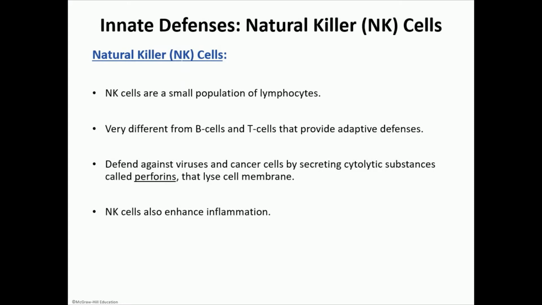Other innate defenses are natural killers. It's a very small part of the lymphocytes, and from the name you can see that they're very aggressive cells. They defend us by making perforations. They will release these little chemicals known as perforins, and those perforins are going to make holes or perforations in the cell membrane, and again, that'll destroy the pathogen.